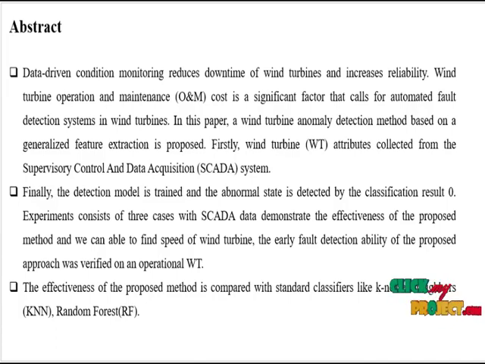Firstly, wind turbine attributes are collected from the supervisory control and data acquisition system. Finally, the detection model is trained and the abnormal state is detected by classifying the result. Experiments consisting of 3 cases with SCADA data demonstrated the effectiveness of the proposed method, and we are able to find the speed of the turbine.